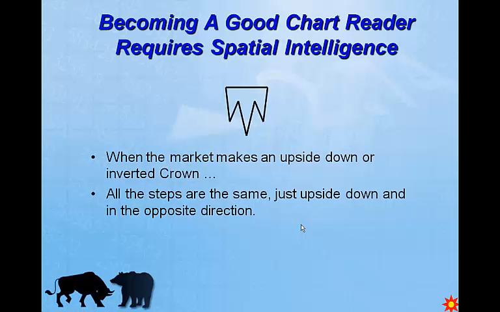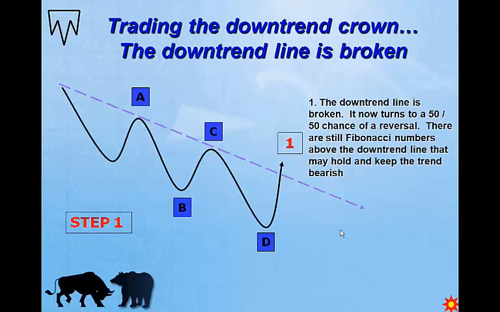When a market makes an upside down crown or inverted crown, we could recognize this would be a bullish crown, when it's telling us it's going in an uptrend. And all the steps are the same, just upside down. And you're going to learn that we've modified this.